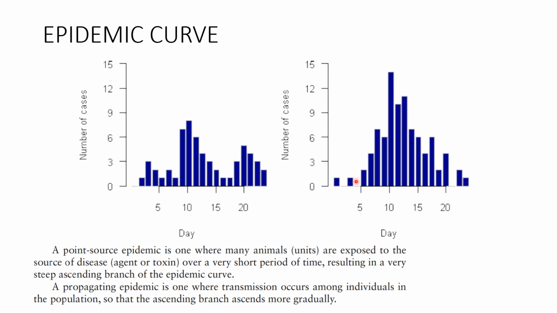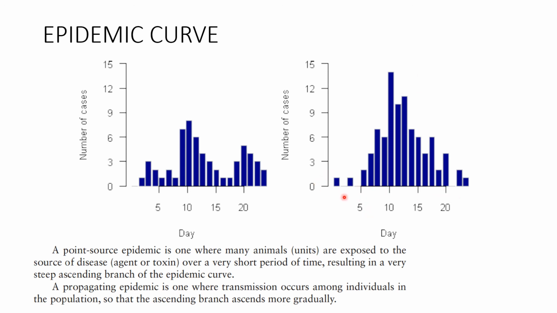You can clearly see here that these cases on the right, as time progressed, were perhaps exposed in a single area or in a single phenomenon over a very short period of time. Because I can see that there is a steep ascent of the cases, then it suddenly goes down. You can clearly see that the transmission occurred over a short period of time. These cases were able to obtain the disease over a short period of time.